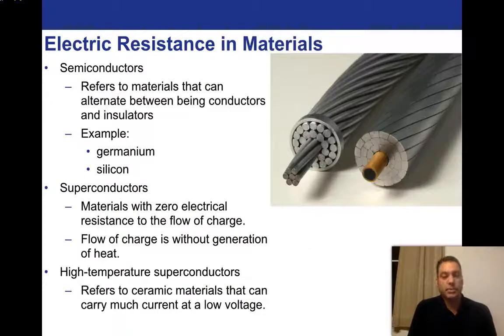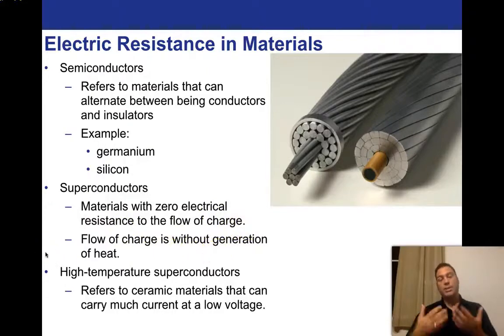This is also a review of a previous lecture. Semiconductors refer to materials that can alternate between being conductors and insulators. Good ones are germanium and silicon. This is the reason why we find our computer microchips made out of silicon. Germanium is rare. It's extremely expensive relative to silicon, so this is what we generally go with. Superconductors: zero electrical resistance to the flow of charge. Flow of charges without generation of heat.